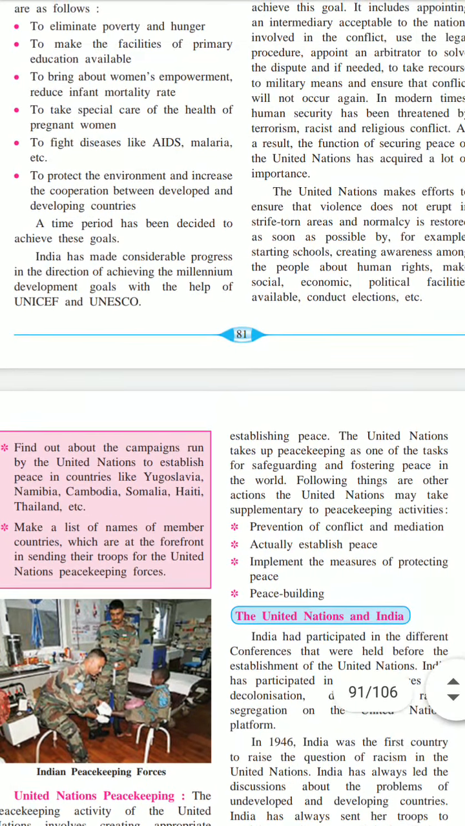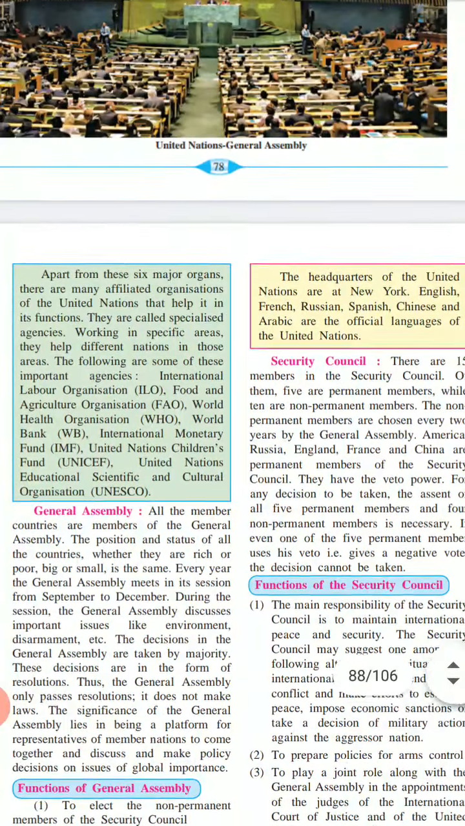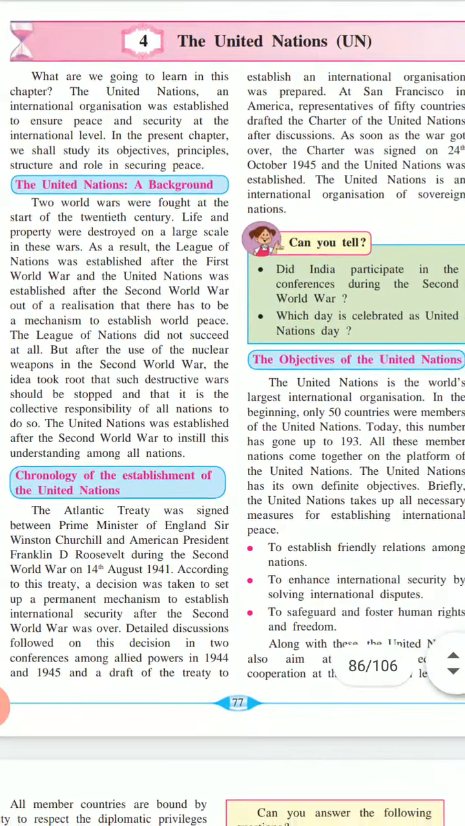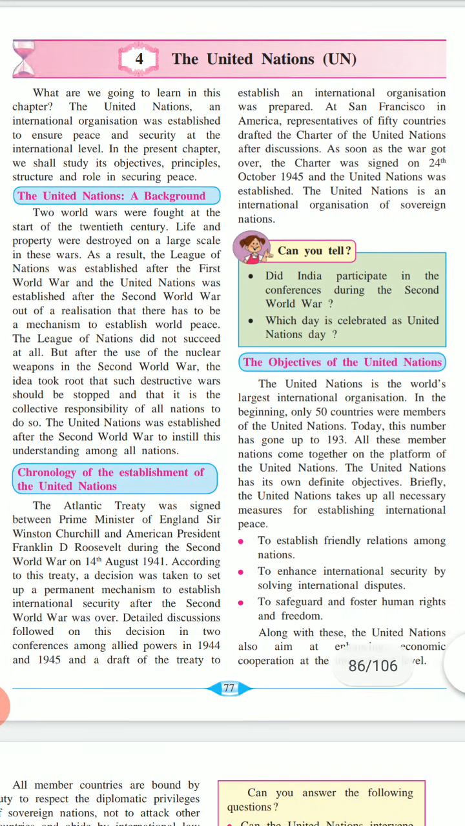I hope you must have understood all the points of the lesson. So let's end today's session, students. In the next session, we will see the next lesson of history, lesson number 6, empowerment of women and other weaker sections.